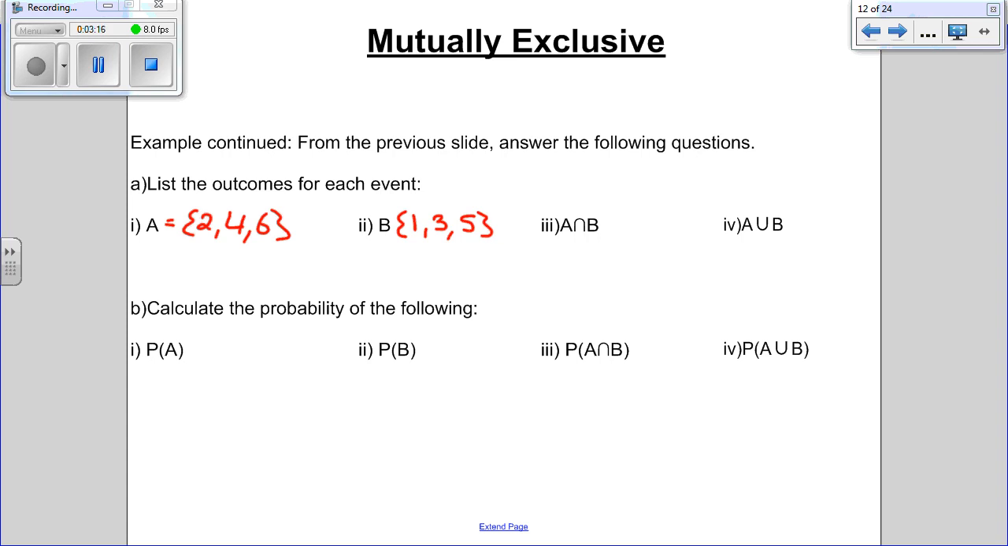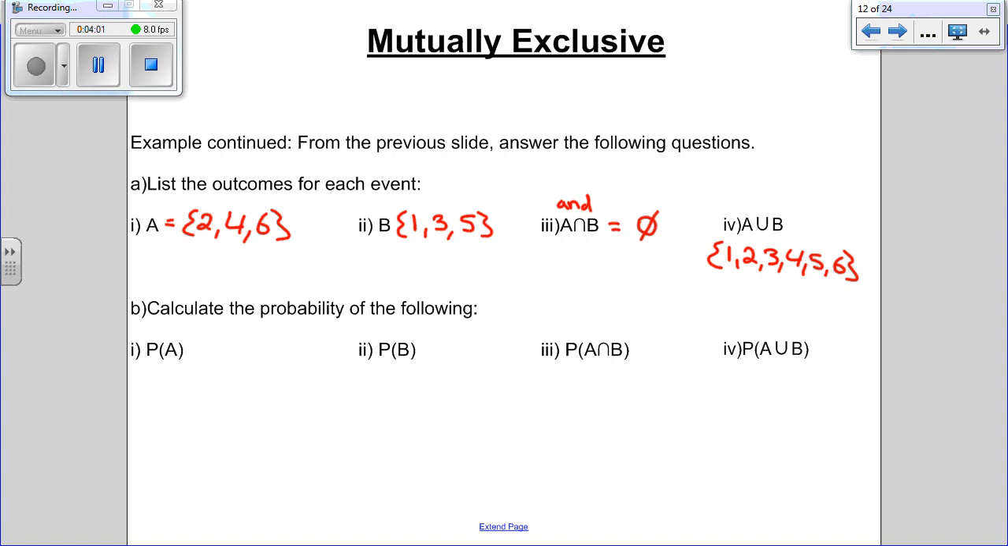Question 3 says A and B. So what number is in A and in B? There's none. So we call that set the null set. So it's a 0 with a line through it. There's nothing in A and B. There's no way that could happen. The fourth question is A or B. So all the things that could happen in A or B would be 1, 2, 3, 4, 5, 6. That's a lot of review, hopefully. And then once the Venn diagram is made, that should look like review. Agreed? Gorgeous.